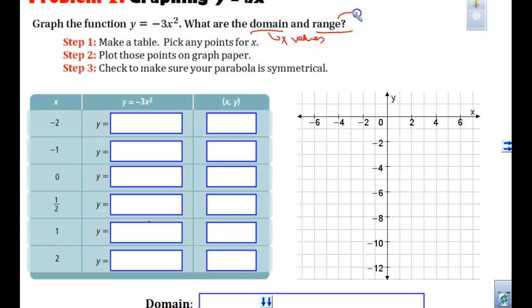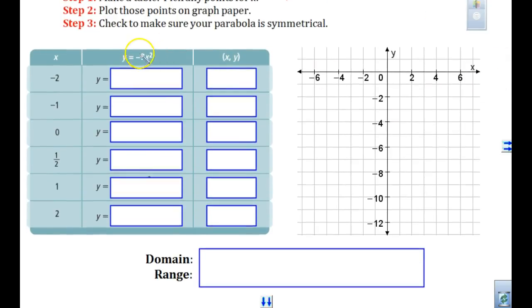And the ranges are all possible Y values, okay? So you're going to be asked that. So first it says make a table. Pick a point for X. Now what's going to be nice is as we start doing these, you're going to see today's equations are almost all in this nice form of just an X squared or X squared plus or minus a number. They don't have that middle term, which makes it easier.